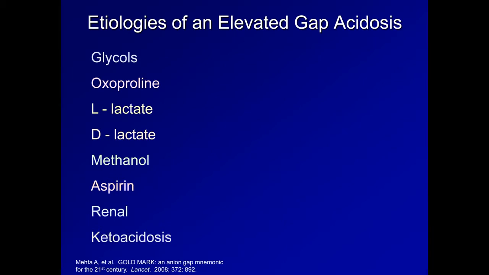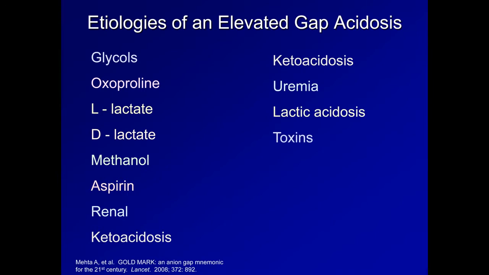Another frequently used mnemonic is KULT: K for ketoacidosis, U for uremia, L for lactic acidosis, and T for toxins. I personally really like this because it's short, to the point, and gives a more appropriate level of emphasis to the 3 most common diagnoses.